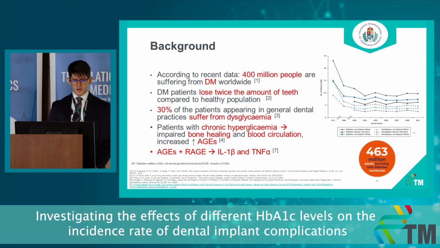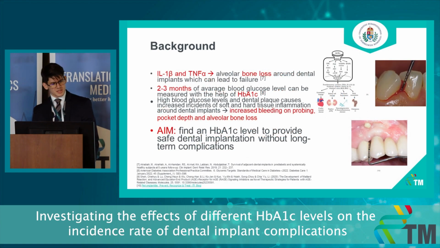Patients with chronic hyperglycemia have impaired bone healing and blood circulation, and they have an increase in the formation of advanced glycated end products. These products can interact with the receptors, RAGEs, and they release pro-inflammatory cytokines, the likes of interleukin-1 beta and TNF-alpha. Both of these can be found in the periodontal tissue, which means that they increase the periodontal inflammation. This could lead to alveolar bone loss around both natural teeth and dental implants. This is one of the main reasons for dental implant loss.